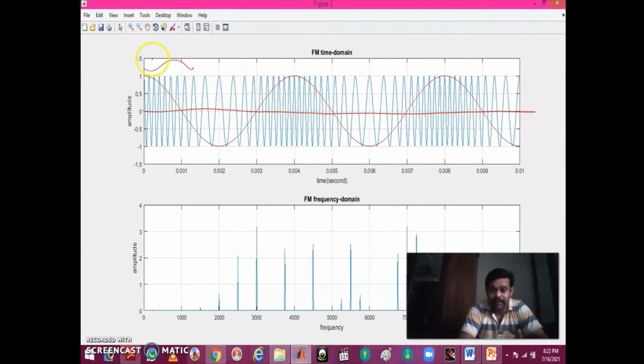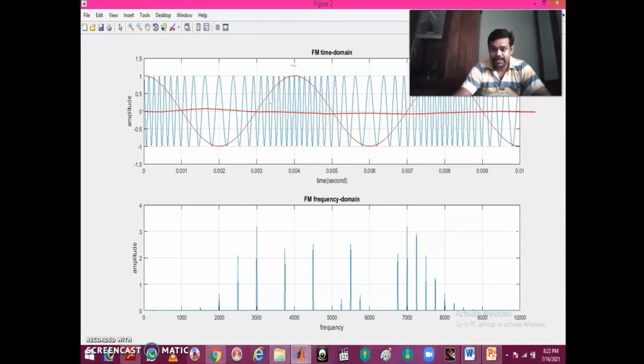In the negative cycle the frequency is less. So the frequency of the carrier is varied in accordance with the message signal. This red signal is nothing but the message signal. Depending upon this message signal, the frequency is varied. In the positive cycle it is having more frequency, and in the negative cycle it is less frequency. And this is nothing but the spectrum of your FM signal.